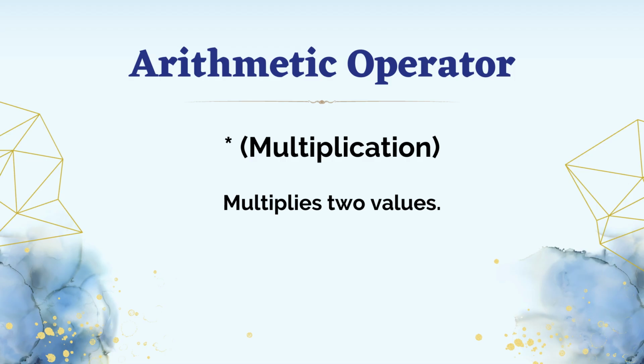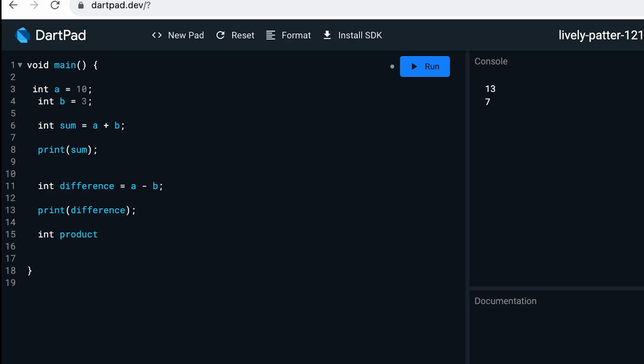Multiplication multiplies two values. Let's declare a product variable to study the multiplication operator: a into b. The answer is 30.